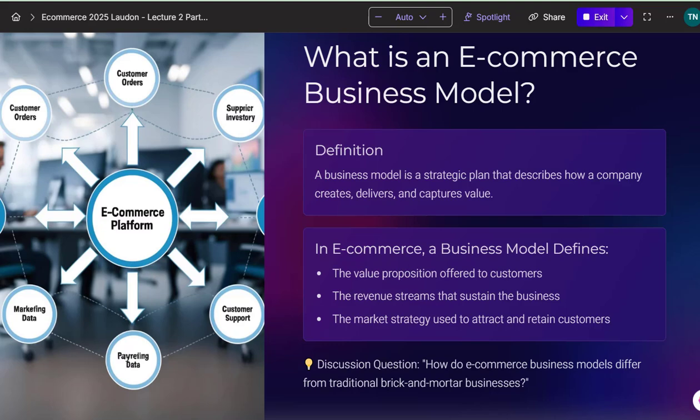E-commerce businesses differ from traditional brick-and-mortar businesses in the ability to reach a global customer base, leverage digital technologies, and automate many business processes. Online businesses can offer unique value propositions, monetize digital products and services, and use targeted digital marketing to attract and retain customers.